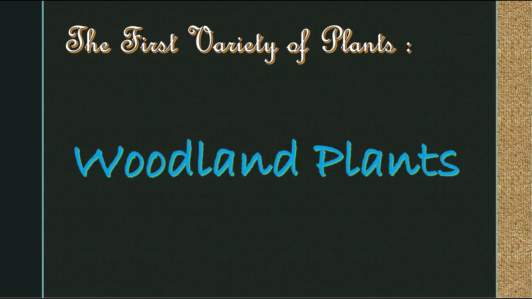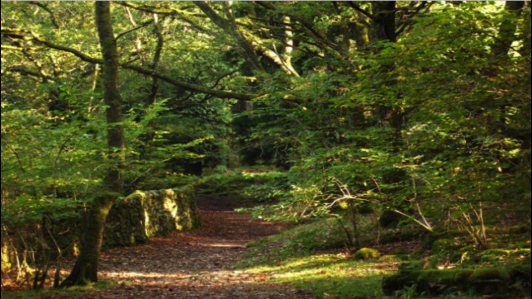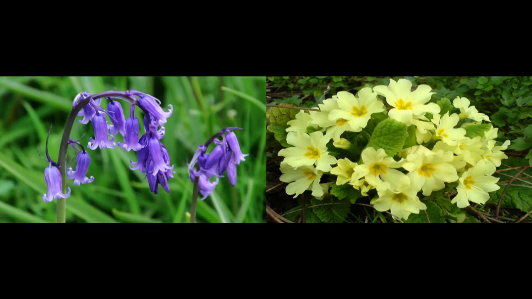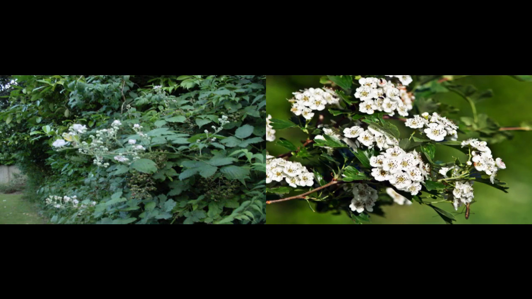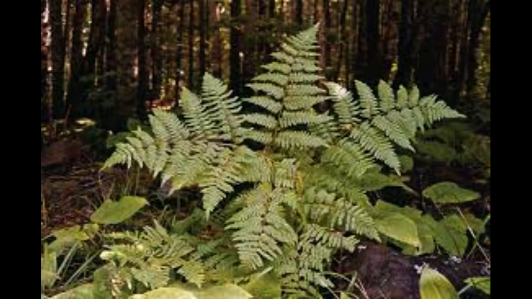First variety of plants is woodland plants. Woodlands are the homes for plants that prefer shady conditions under trees to fulfill sunlight. There are spring flowers such as bluebells and primroses, summer flowers such as foxgloves and fireweed, shrubs such as brambles and hawthorns, as well as ferns and mosses. Although there are many flowers mentioned above, they all bloom in their own seasons.